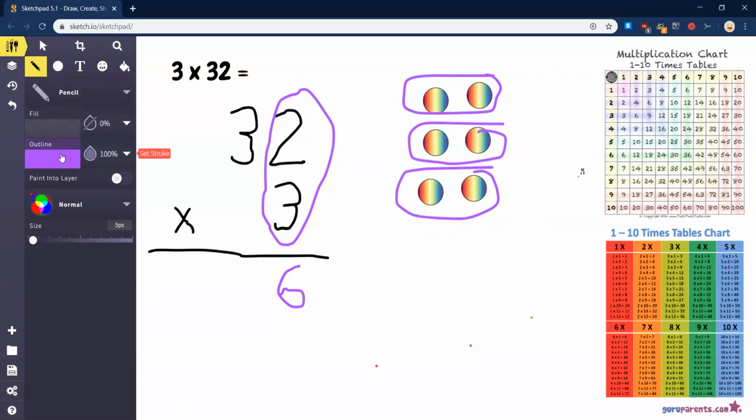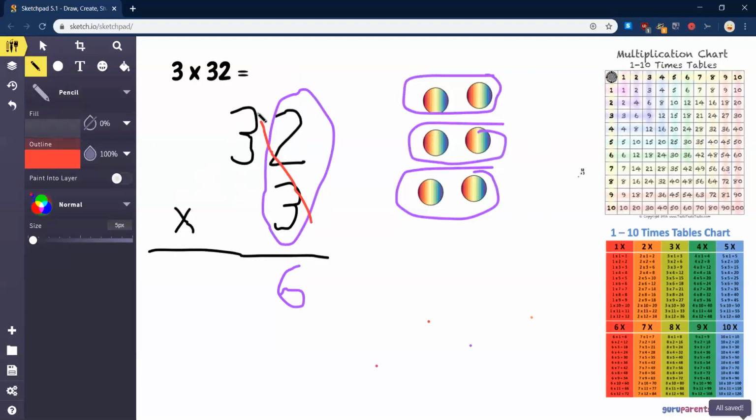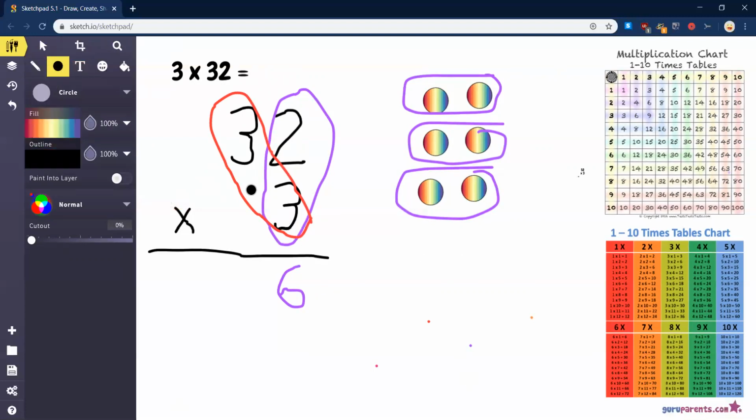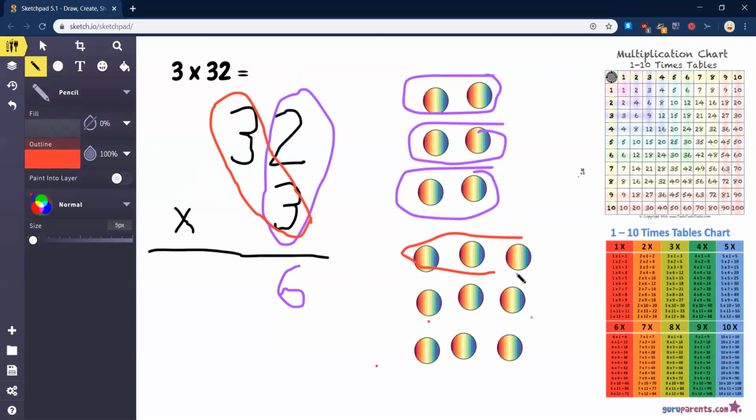Okay, next one I'm going to multiply is going to be 3 times 3. And 3 times 3 might look like something like this. 3 rows of 3. 1, 2, 3, 1, 2, 3, 1, 2, 3. Let's group them off in their array to make sure my rows and numbers of circles in each row are correct.